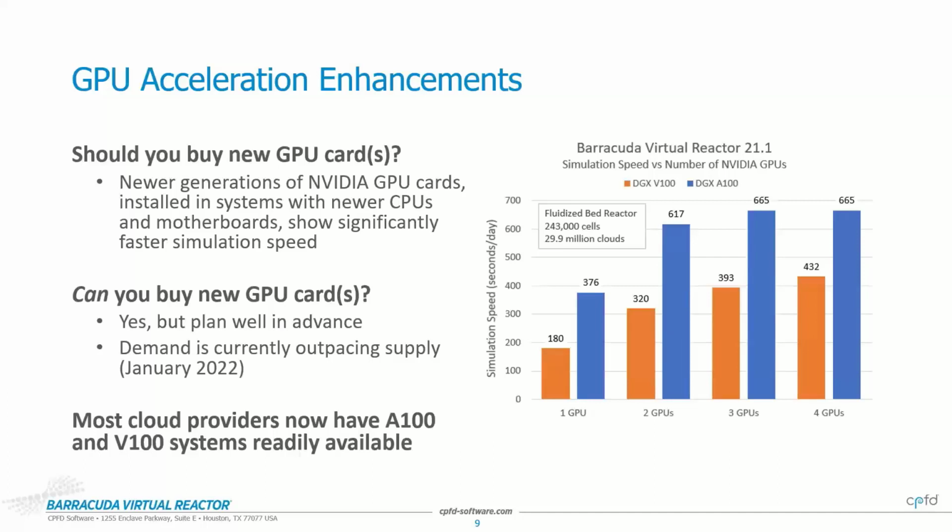So as we see here, for this particular problem with 240,000 cells and about 30 million clouds, it takes about 3 V100s working together to equal the simulation speed of a single A100. You do see that with the V100s, as you keep adding more cards, you get significant benefit all the way up to 4 GPUs, whereas with the A100s, this problem is not quite large enough really to keep the scaling going as you add the 4th GPU especially.